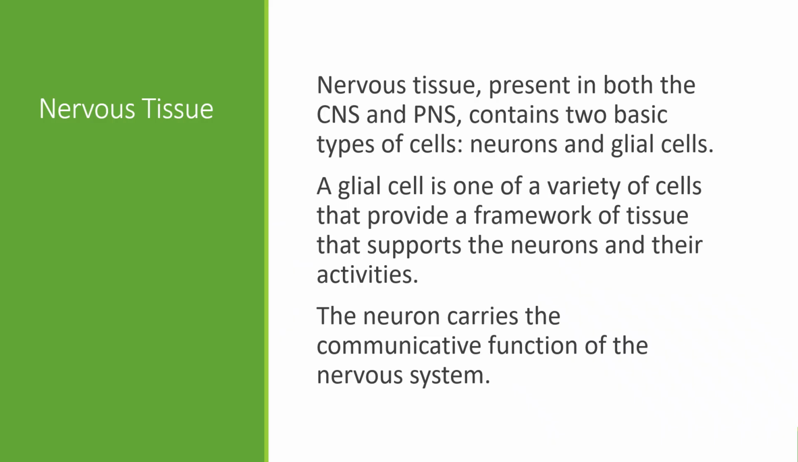Nervous tissue is present in both your central and your peripheral nervous system, and there are two basic types of cells that we talk about, neurons and glial cells. A glial cell is one of a variety of cells that provides a framework of tissue that supports the neurons and their activities. We sometimes refer to glial cells as helper cells or nurse cells because they help the neurons do their job. The neuron is the one that's carrying the communication function of the nervous system. So it's the one that's transmitting signals. The glial cell is just helping it do that.